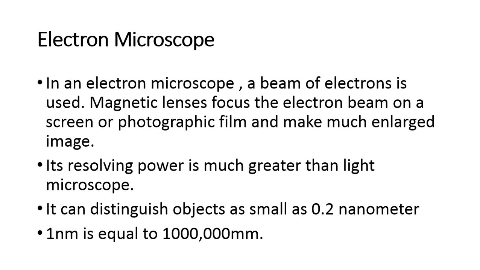So students, look to the first paragraph of this topic and let's see what it says. In an electron microscope, a beam of electrons is used. Magnetic lenses focus the electron beam on a screen or photographic film and make a much enlarged image. Its resolving power is much better than light microscope. It can distinguish objects as small as 0.2 nanometer. 1 nanometer is equal to 1 million.